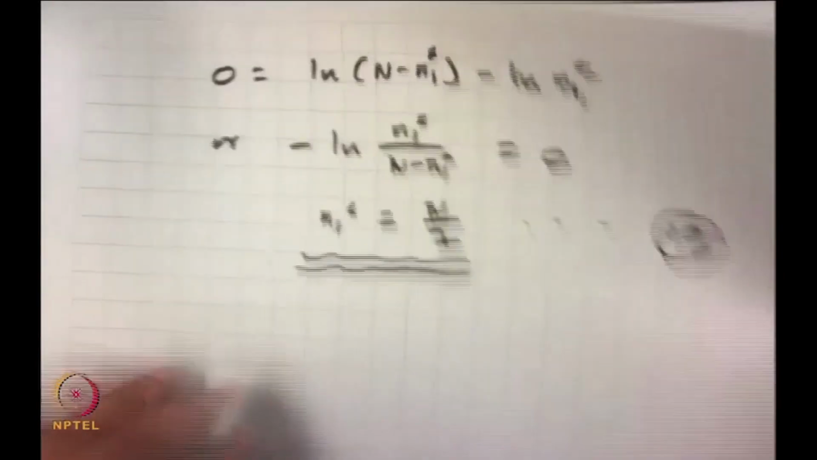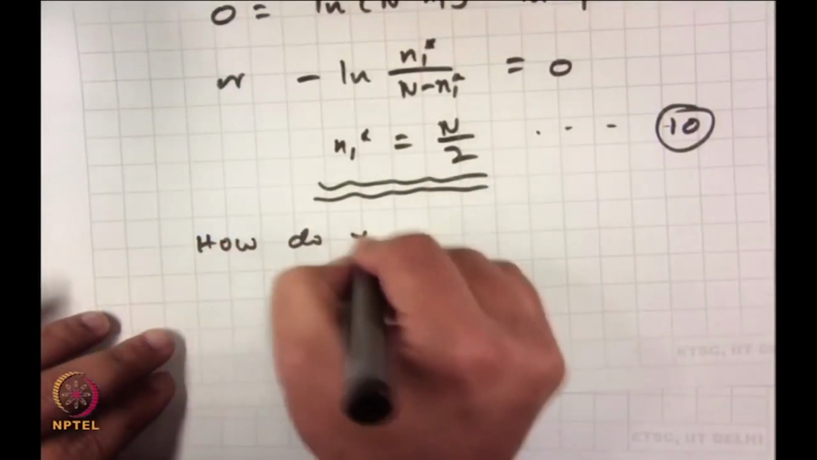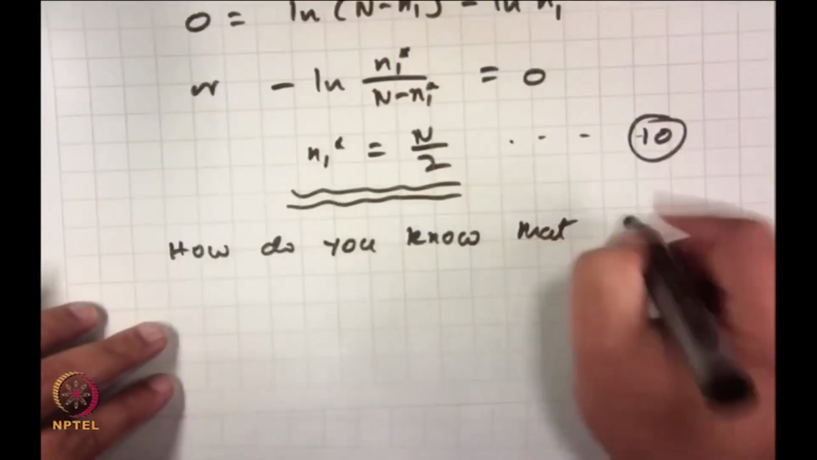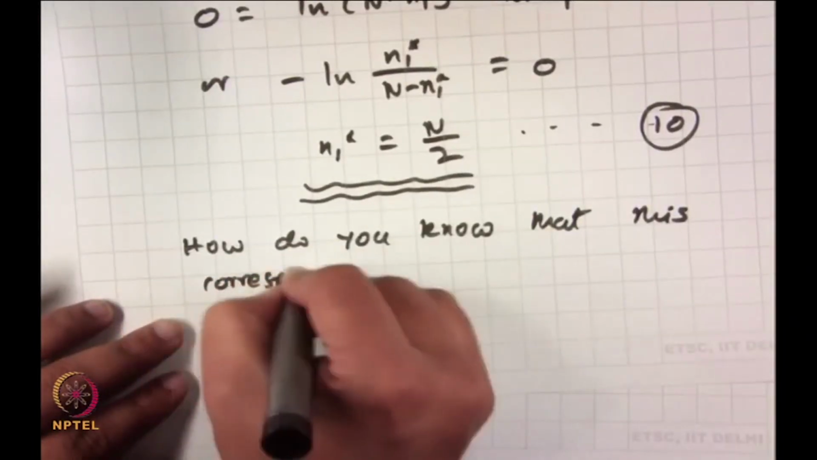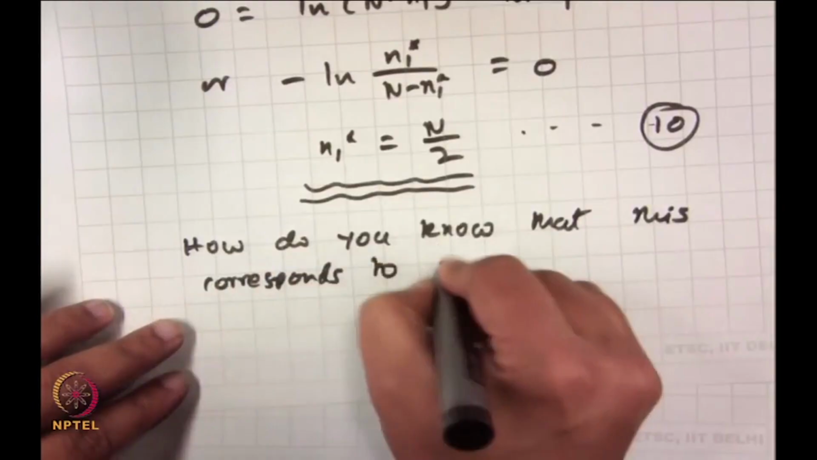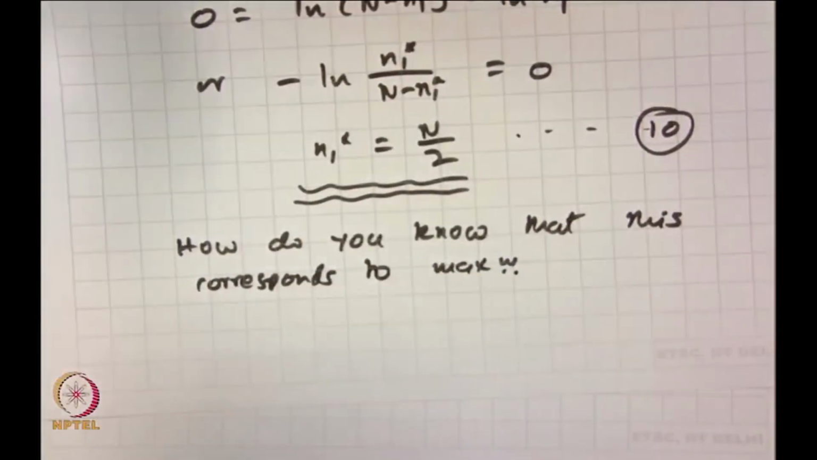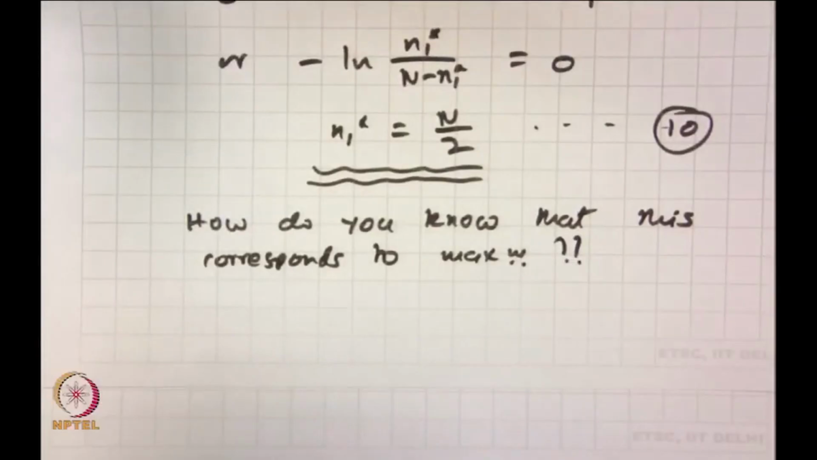Very good. Now, how do you know that this corresponds to a maximum? How would you know that? You take the double derivative, right? You take the double derivative. So, this is the question you are trying to answer.